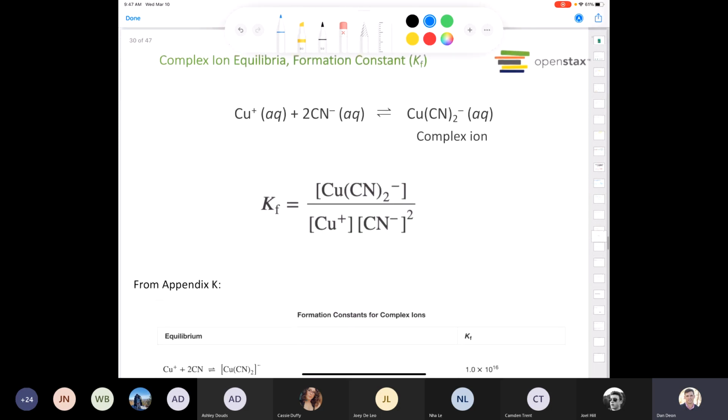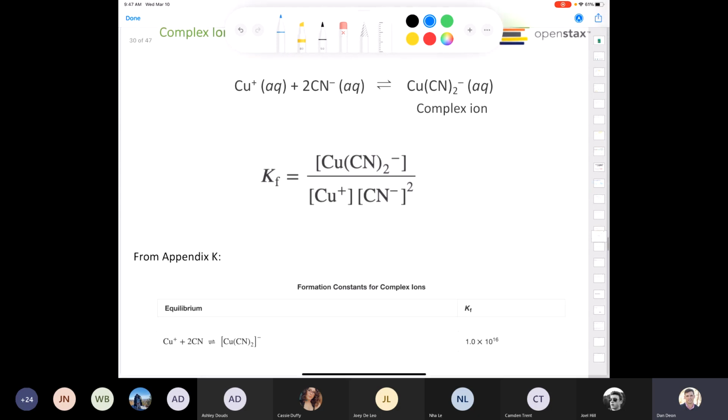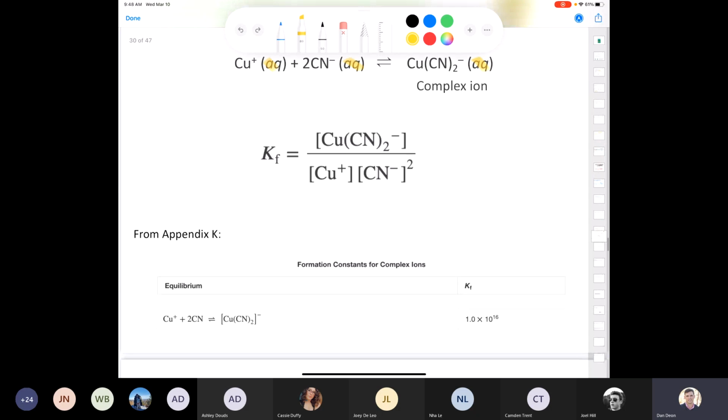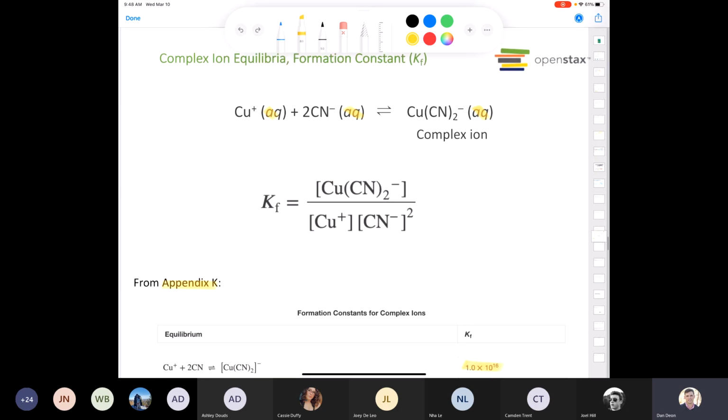Now, how would I write an expression for KF for this coordination complex that we saw on the last slide? Well, everything is aqueous, right? Everything's an aqueous ion, and so they're all going to be included. Remember, in equilibrium expressions, we include anything that's aqueous or in the gaseous phase, and so here's our KF. Now, if we look up the KF, I just copied and pasted this straight out of Appendix K, you see that it's a big number, 1 times 10 to the power of 16. So at equilibrium, most of the copper is going to be complexed with the cyanide ions to form the coordination complex, and you're going to have very little copper and cyanide ions left over.